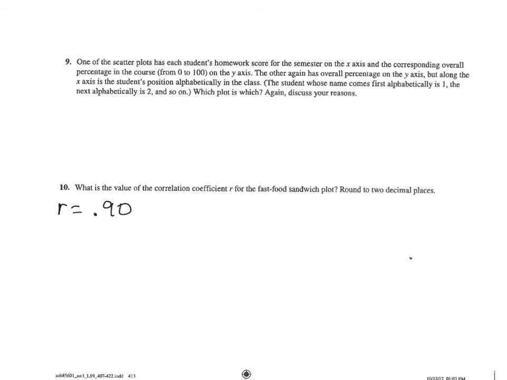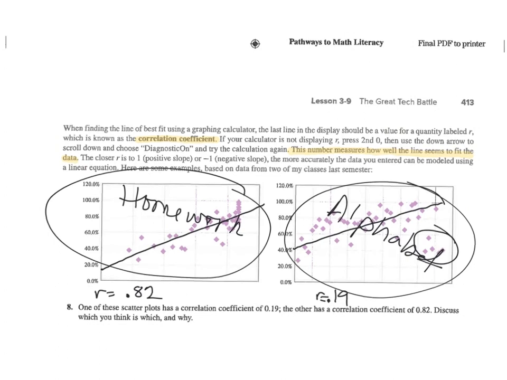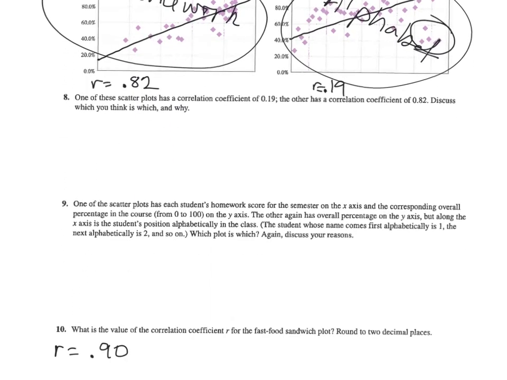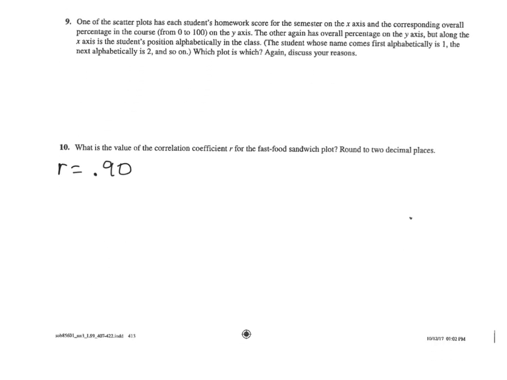So because that was fairly close to the number 1, since we have a positive slope, we could say that the line seems to fit the data pretty well, okay? Now, it's not a perfect fit. If it was a perfect fit, our R would be 1, wouldn't it?